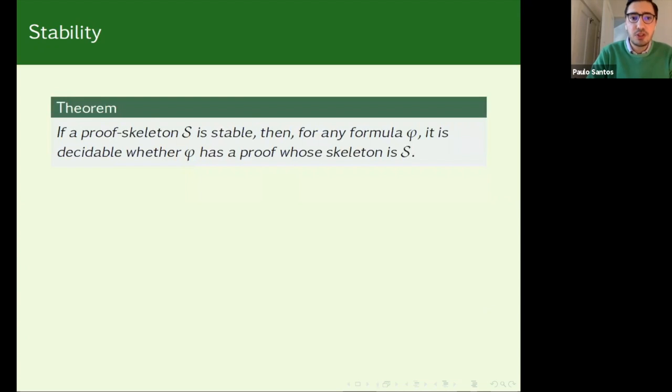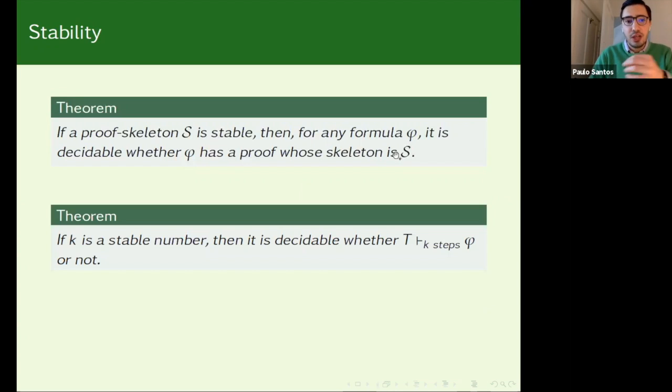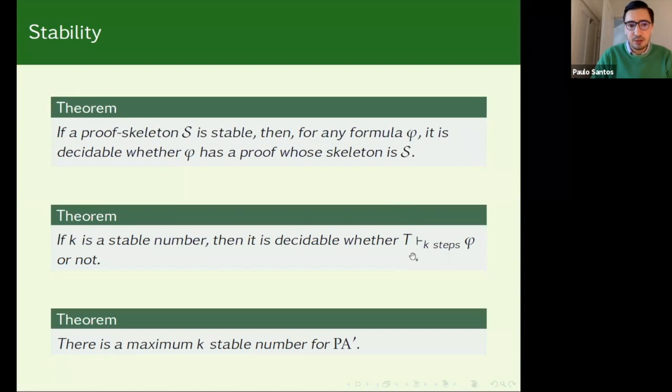Now, some important results regarding stability. If a proof skeleton is stable, then the proof skeleton problem for that proof skeleton is decidable, in the sense that it is decidable whether a formula has the stable proof skeleton. Moreover, for the k stable numbers, the k-provability problem is decidable. And one interesting fact is that there is a maximum stable number for PA prime, and of course for PA.